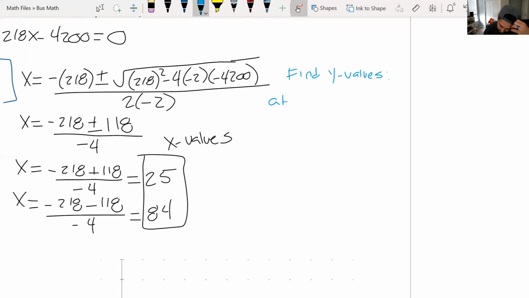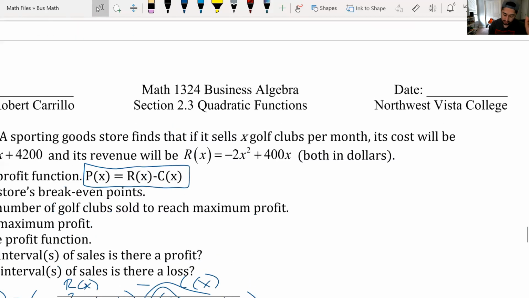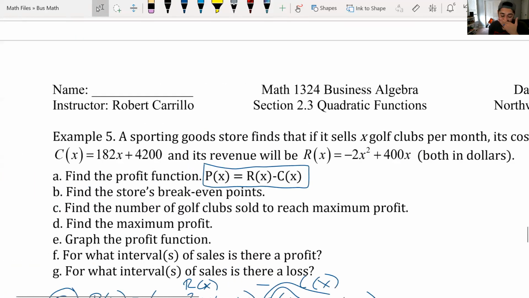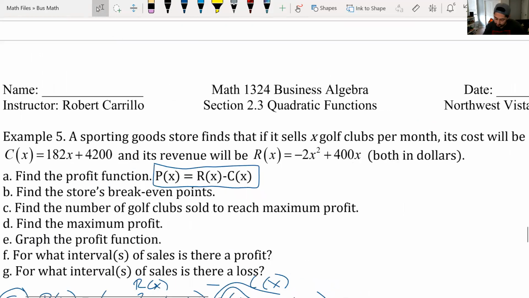So at X equals 25 and at X equals 84, again, plug them into an equation of your choice, revenue or cost. It looks like cost is always the easiest one to plug into, but it doesn't matter which one you plug it into, you're still gonna get the same answer. But cost is just always easy to plug into. So 182x plus 4200.